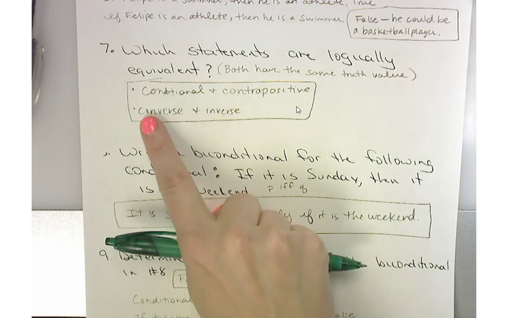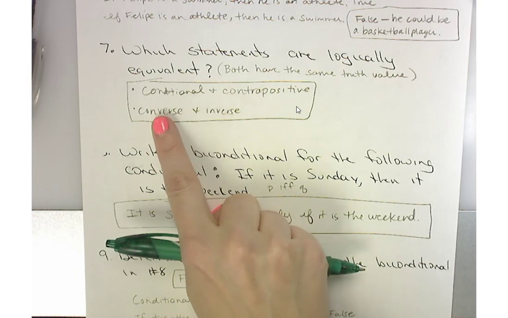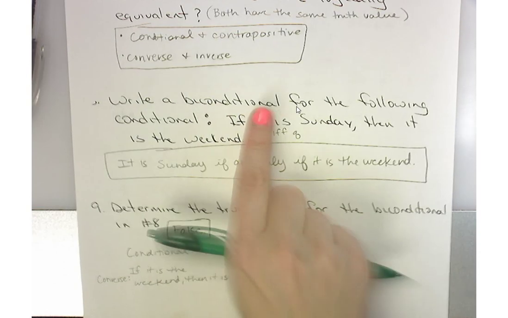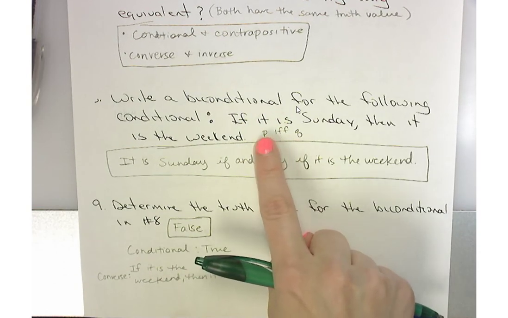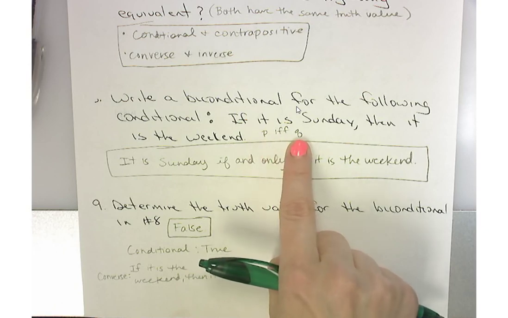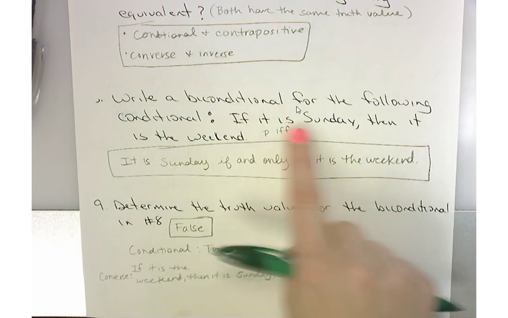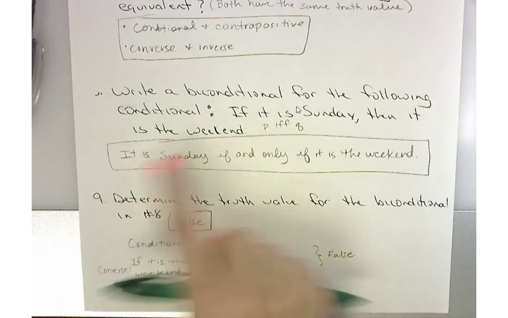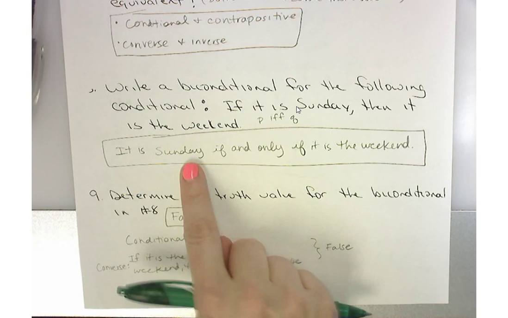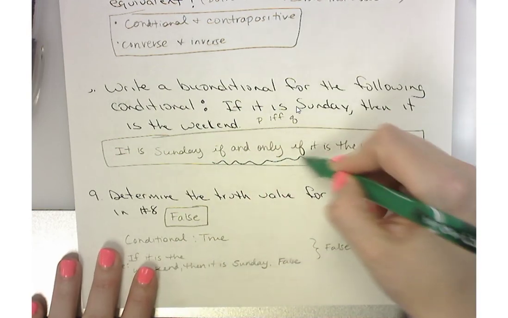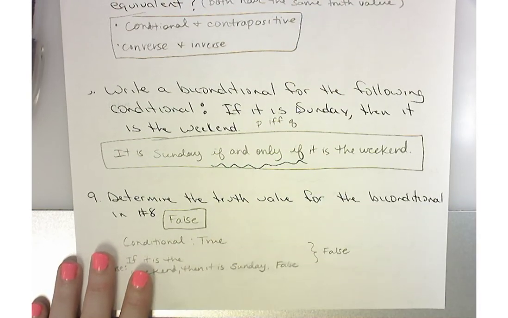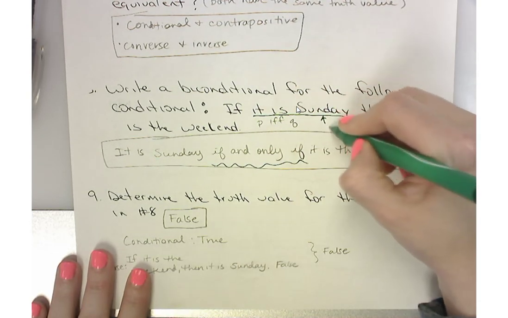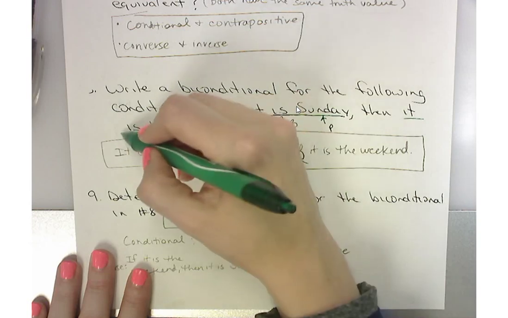This says to write a biconditional. So a biconditional has the form P if and only if Q. So it says if it is Sunday, then it is the weekend. Okay, so the way you'd write it as a biconditional, it is Sunday if and only if it is the weekend. Okay, so remember, you can think of this as your P statement, and then this is your conclusion. It is the weekend. This is going to be your Q. Okay, so the if and only if goes in the middle.